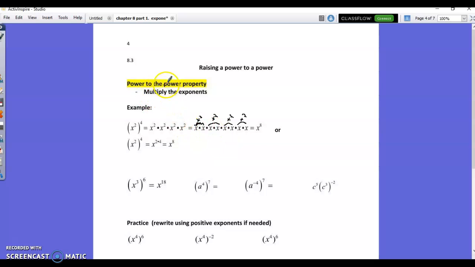So the rule with raising a power to a power is we just multiply the exponents. So 2 times 4 would be 8. All right, so x to the 2 times 4, that just simplifies the problem for us. In the basic sense, we just multiply the exponent out here by the exponents listed on the inside. If it's just a single term, it's pretty straightforward. 6 times 3, 18, right? 4 times 7, so a to the 28th power.